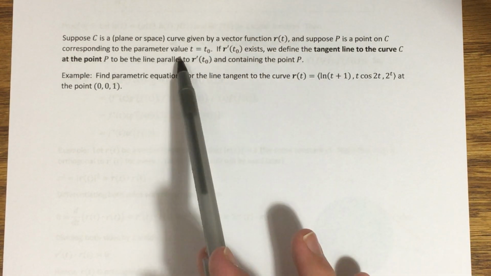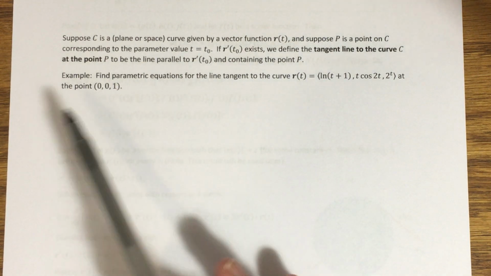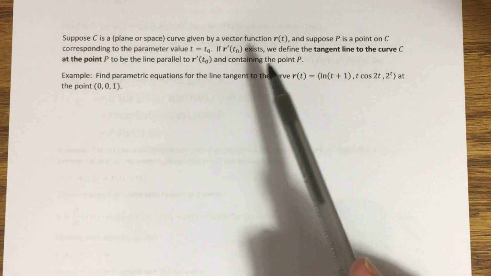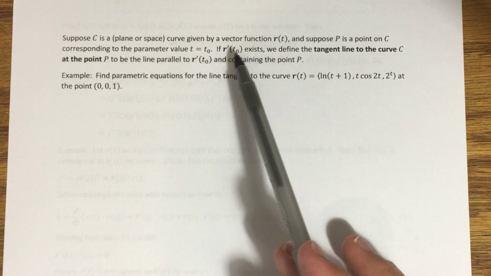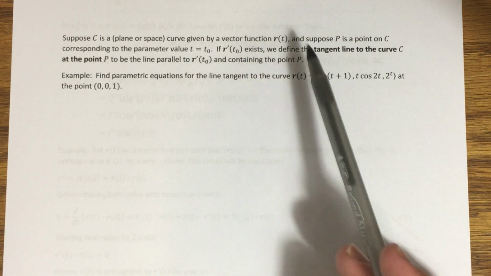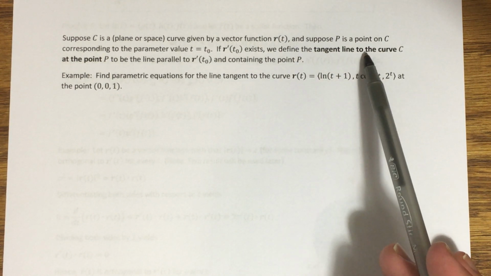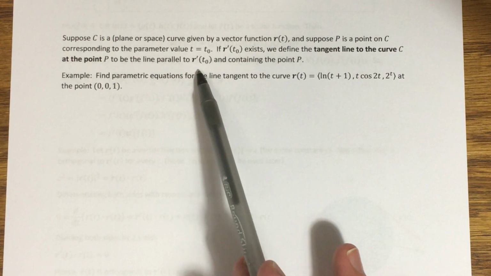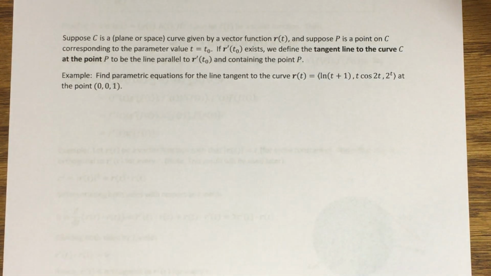Let's suppose that point corresponds to some specific parameter value, t naught. In other words, if I plug t naught into my vector function, it's going to take me to that point P. So if r is a differentiable function, and if r prime of t naught exists, then we say that the tangent line to the curve C at the point P is the line that's parallel to that tangent vector, r prime of t naught, containing the point P. Okay, that's pretty straightforward. If we're going to define a tangent line to a space curve, this is the natural way to do that.